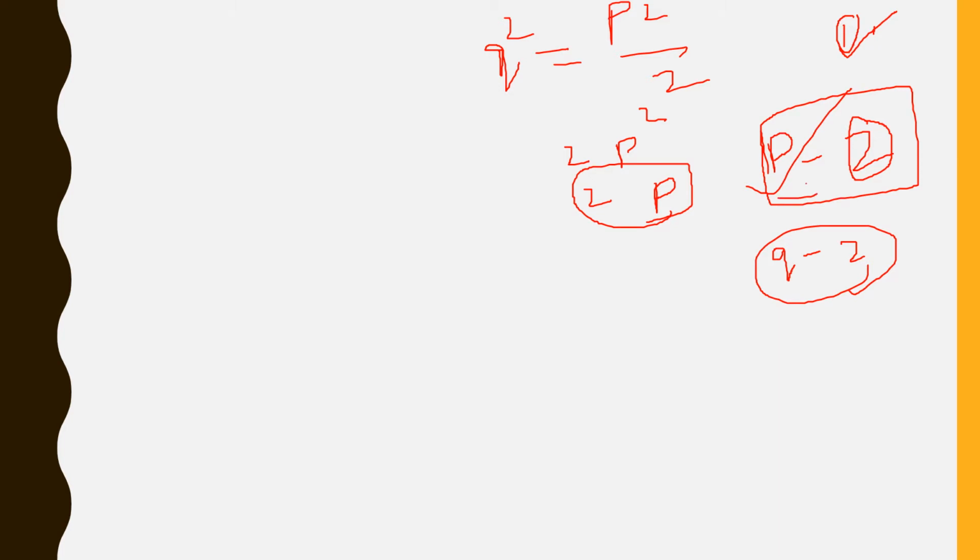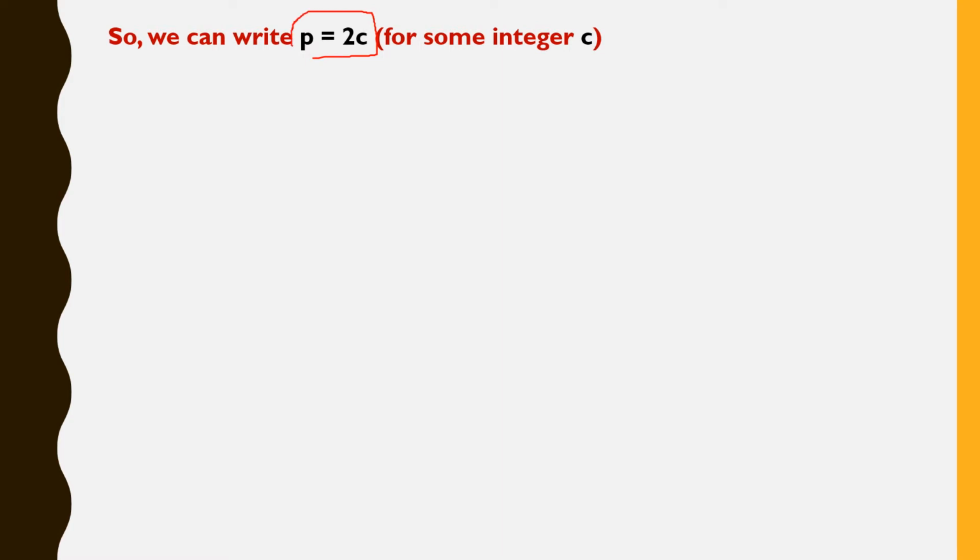Now we should show that q also has a factor 2. Then we can say these two have one more common factor, but we took them as co-prime numbers, so our assumption will be false, right? For that, we can write p equal to 2c. Instead of p you should substitute 2c.